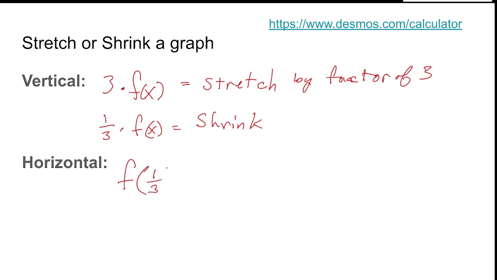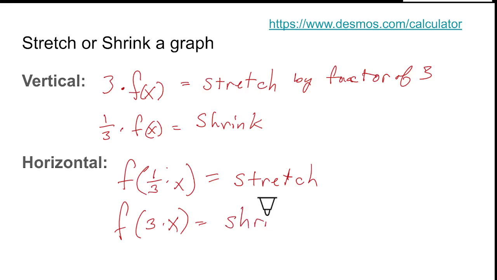So if we do by 1/3, remember inside is always opposite, so what's the opposite of 1/3? Well, that's actually multiplying by 3. This is going to be a horizontal stretch. And we'll see that happen. And inside, if we multiply by a number bigger than 1, and 1 is the place where things switch, right? Because when we multiply by 1, it doesn't grow or shrink, it stays the same. But this is going to be a shrink, again, in the horizontal direction.